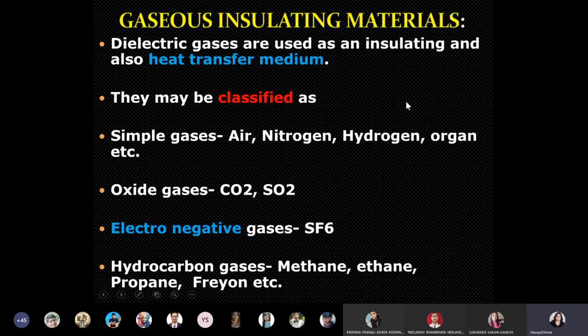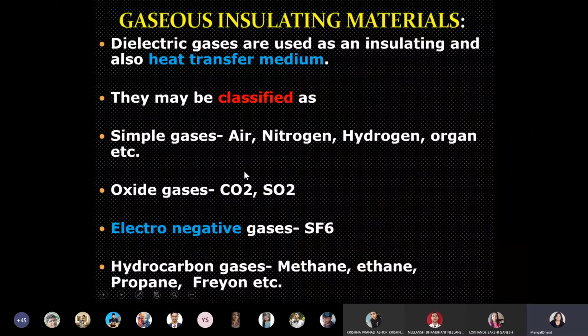Now let us start with gaseous insulating materials, and then Aarushi will present. Aarushi, are you ready? Aarushi? Yes, ma'am, I'm ready. Okay, I will complete gaseous insulating material and then you can start.